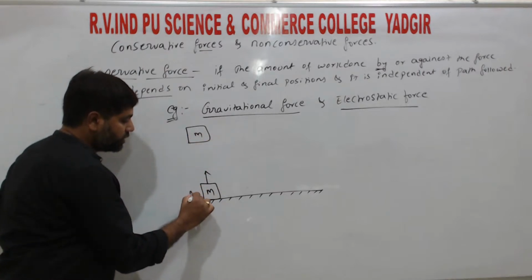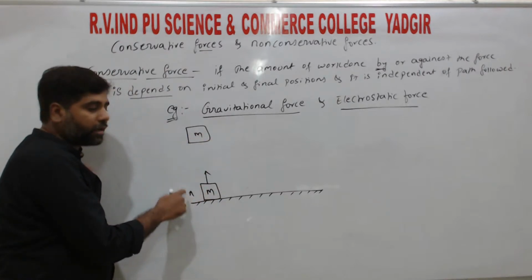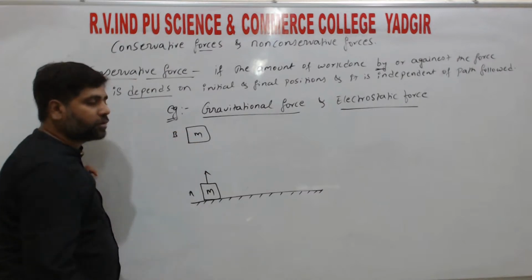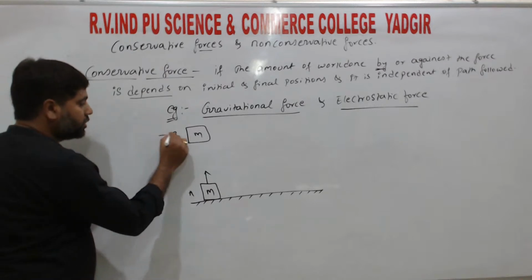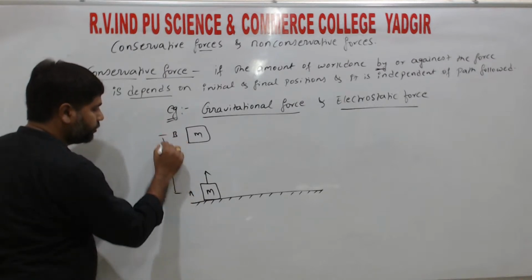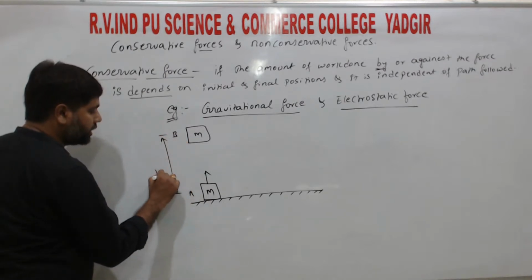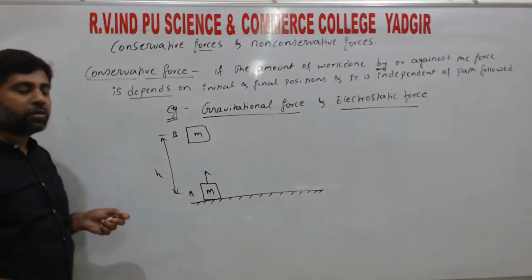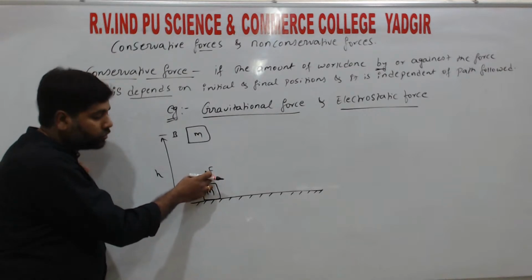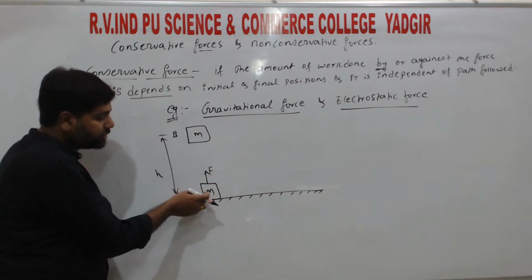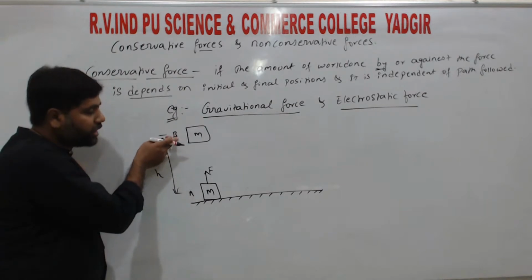So initially we take this position as A and here we take the position as B. So the distance between A and B we take as height, that is h, right? So here I am applying the external force. So work is done because it displaces from its initial position A to the final position B.